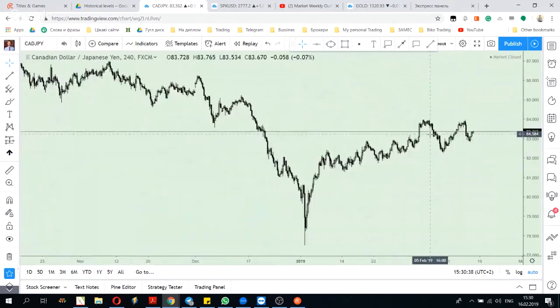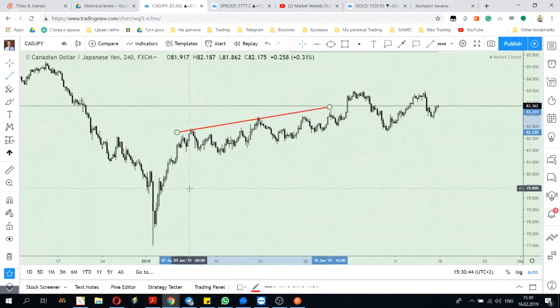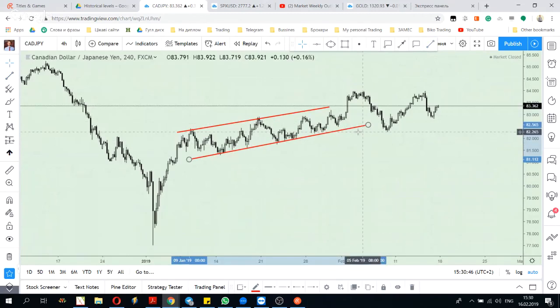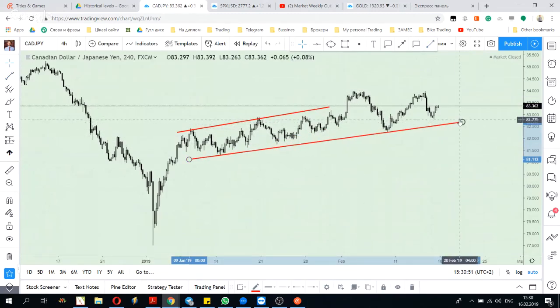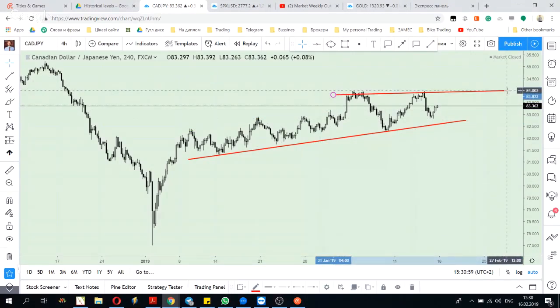About this currency pair, as we see, here was this upward range and price just broke it in two different sides. I think that at this moment price still will continue this up move, but this upward range will change it.